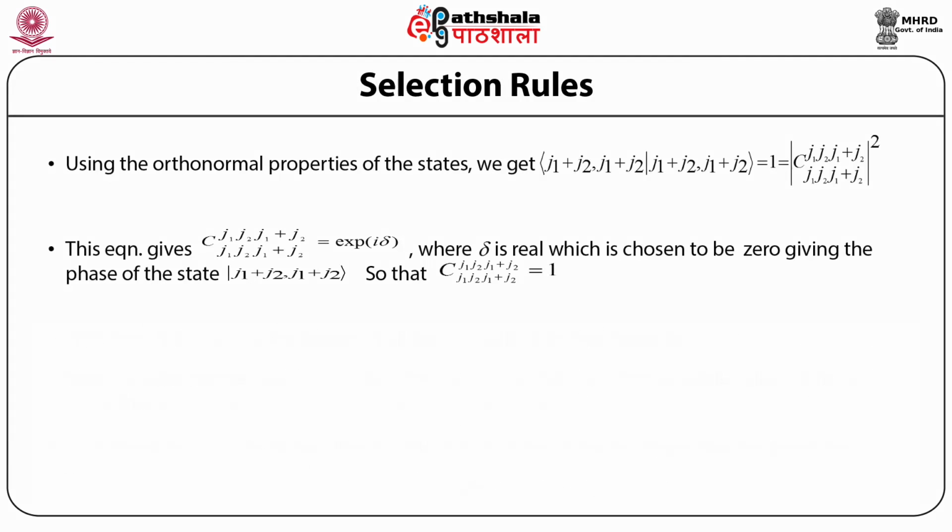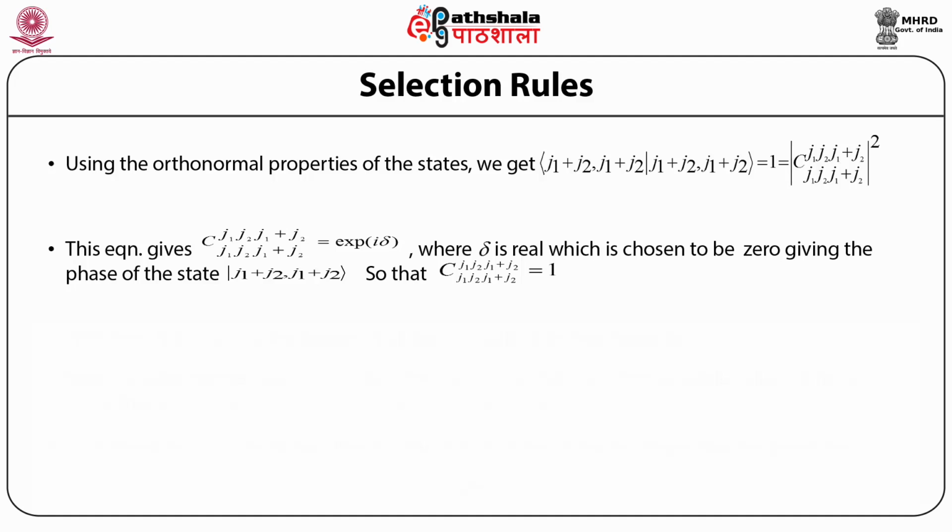Selection rules. Now, using the orthonormality of the states, we get bra vector j1 plus j2, j1 plus j2, ket vector j1 plus j2, j1 plus j2 is equal to 1, which is equal to the square of the modulus of the Clebsch-Gordan coefficient C subscript j1 j2 j1 plus j2 superscript j1 j2 j1 plus j2, where for both total j and total m we have used the maximum values, that is j1 plus j2 for m, and for j we have used the value j1 plus j2. Similarly in determining the Clebsch-Gordan coefficients also.